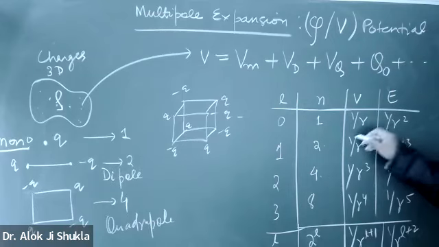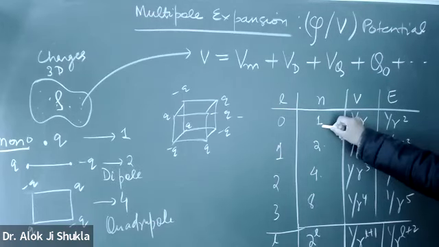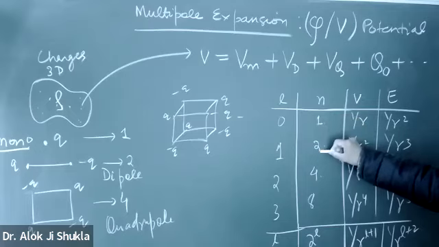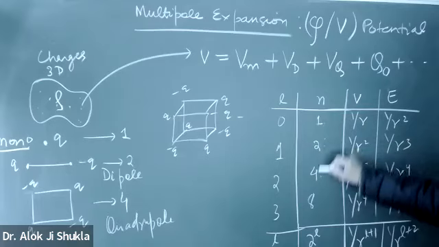So what does monopole mean? 2 to the power 0 pole. Dipole means 2 to the power 1 pole. Quadrupole means 2 to the power 2 pole. Okay?